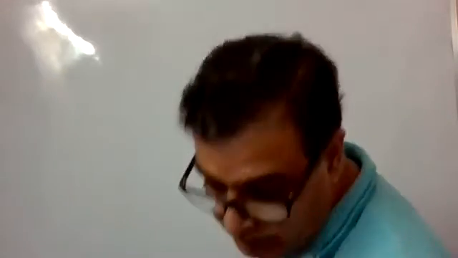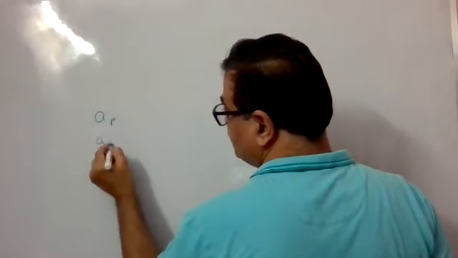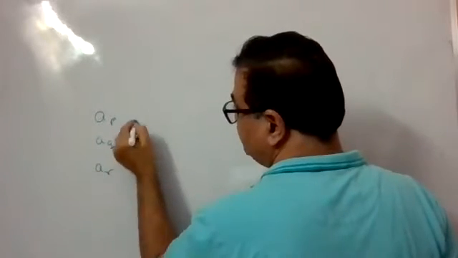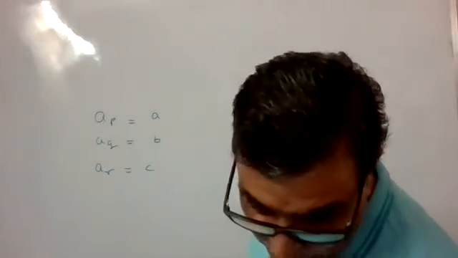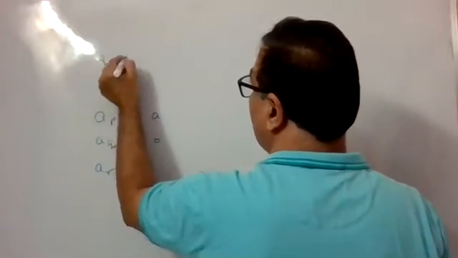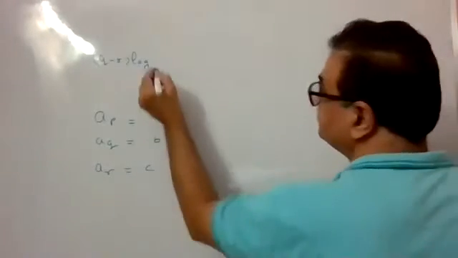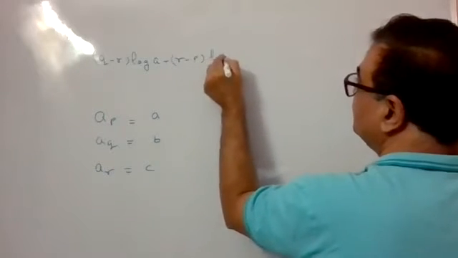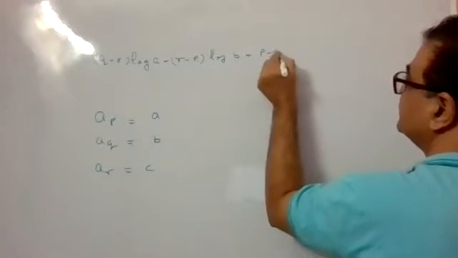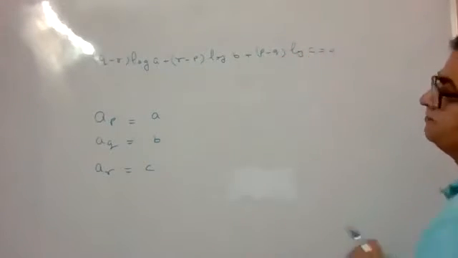Question was A, B, C are respectively the pth term, qth term, rth term of GP. Pth term, qth term, rth term of GP are A, B, and C respectively. Then question was prove that Q minus R into log of A plus R minus P log of B plus P minus Q log of C comes out to be 0. That is the question we have.